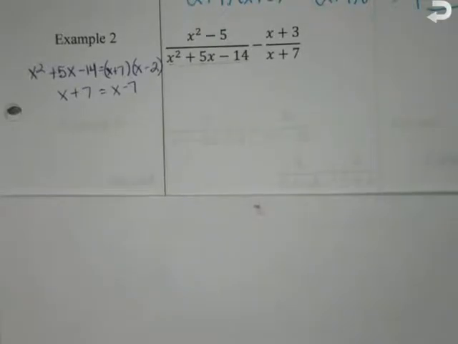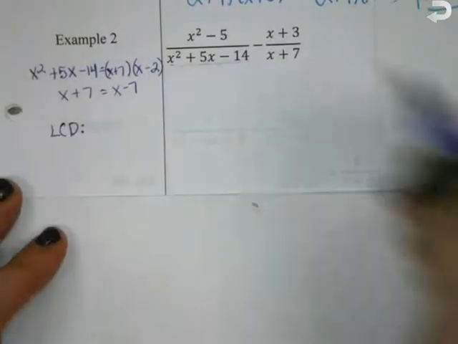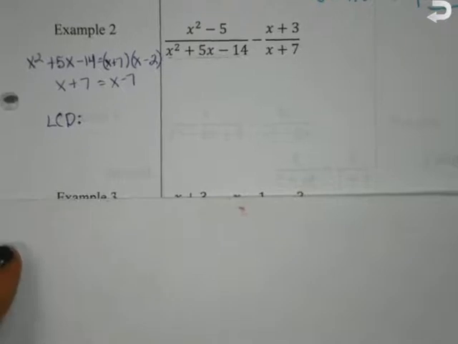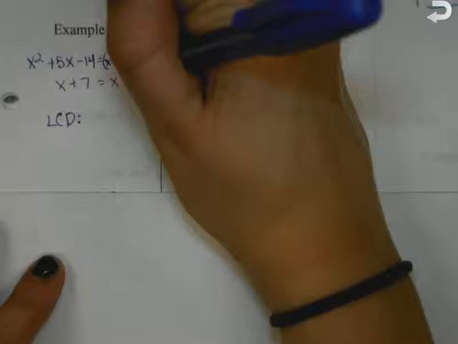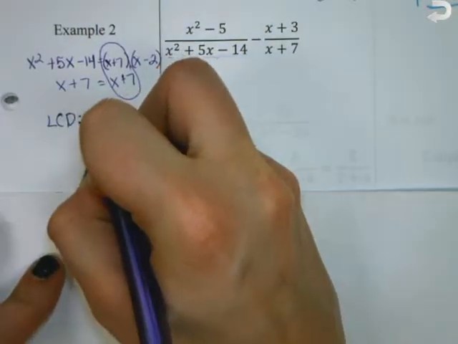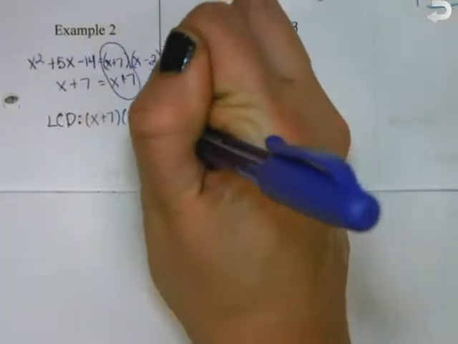So my LCD here, first I have to find what's in common. What's in common here? They have an x plus 7 in common. And then I also have to include everything that's not in common. What is not in common? X minus 2. So my LCD is going to be x plus 7 times x minus 2.